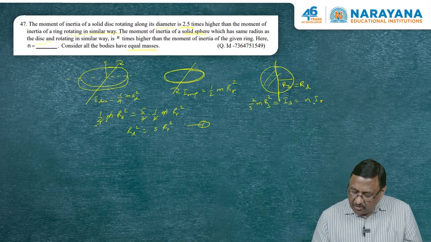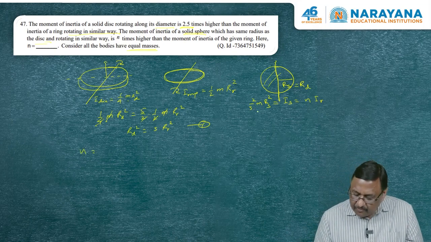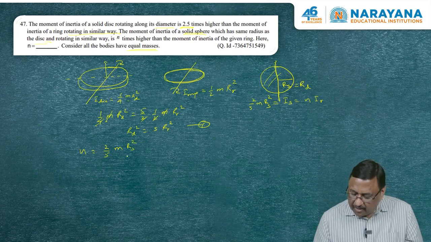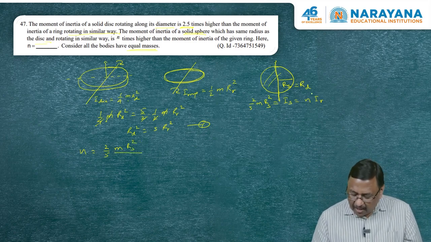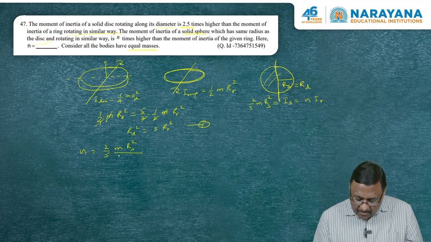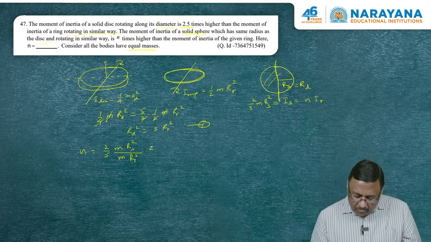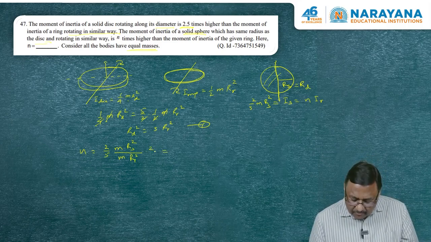So what is the question here? n is nothing but 2 upon 5 m into r of the sphere square divided by I of the ring. I of the ring you have already said is going to be 1 upon 2 m into r of the ring square. So what we are getting here is that m cancels out, and I can write it as 4 divided by 5 rs square divided by r of the ring square.